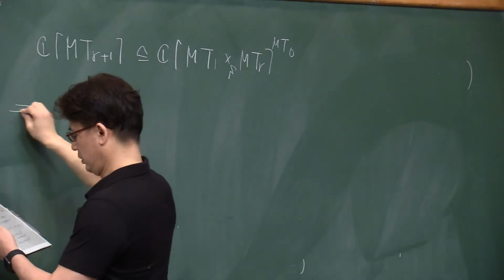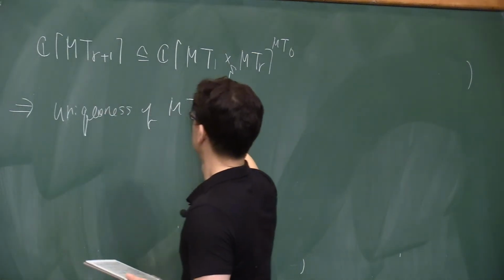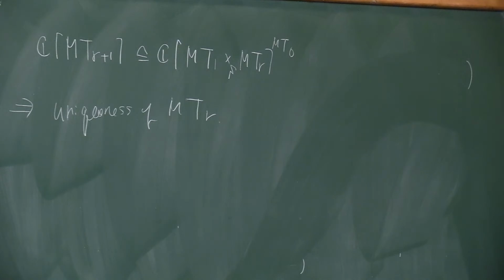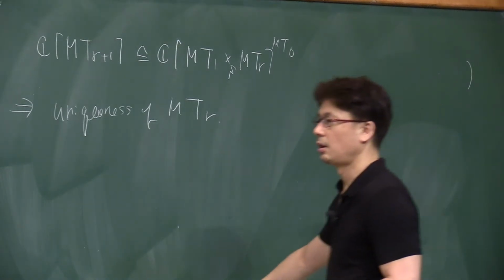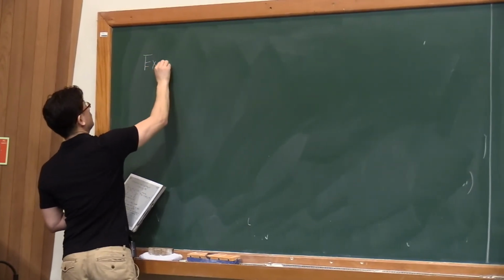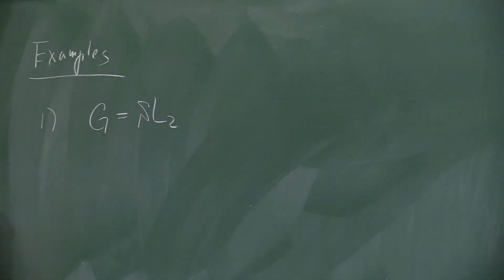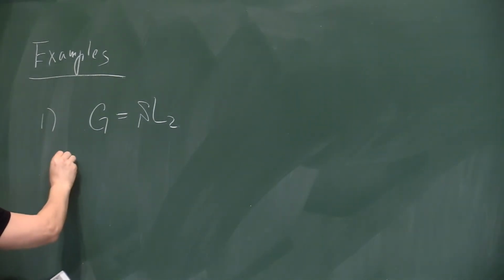So this gives the uniqueness of MTR. Okay, so now let me explain examples. Of course, the easiest example is the case of SL2. So as I said, MT3 defines everything. So the question is, what is MT3?